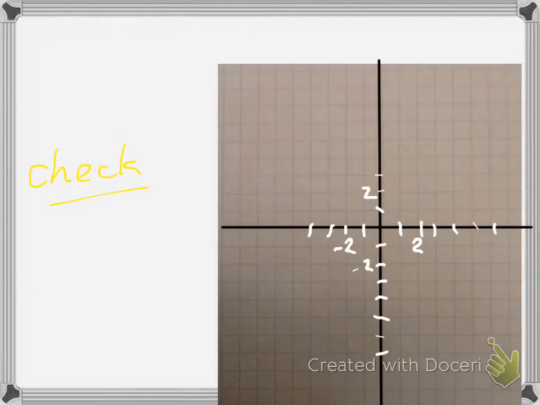Alright, let's graph. So our axis of symmetry is x equals negative 4. I went negative 1, negative 2, negative 3. This is negative 4. And our vertex is negative 4, 0. Right there. No, that's not very good. There we go.